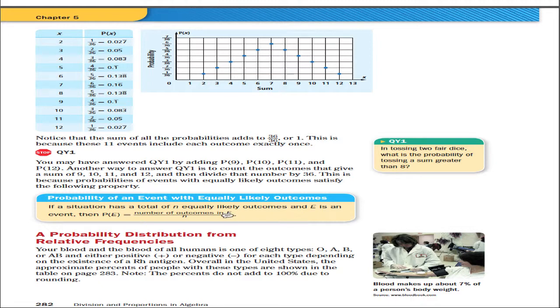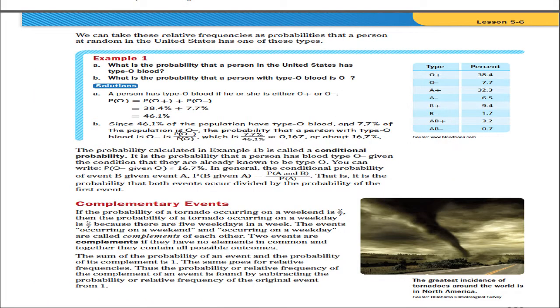Relative frequencies are discussed next. And we've got an example. I'll be going through a similar one. You should read through this. And then we have what's called a conditional probability.